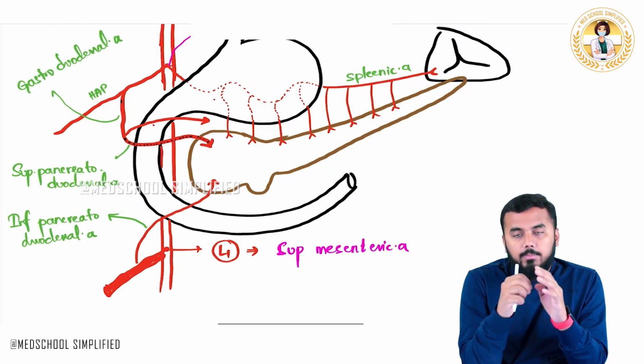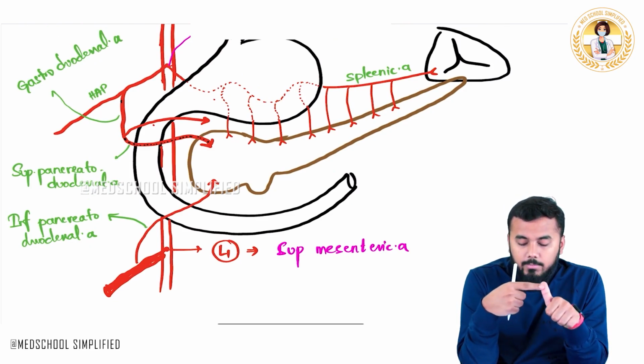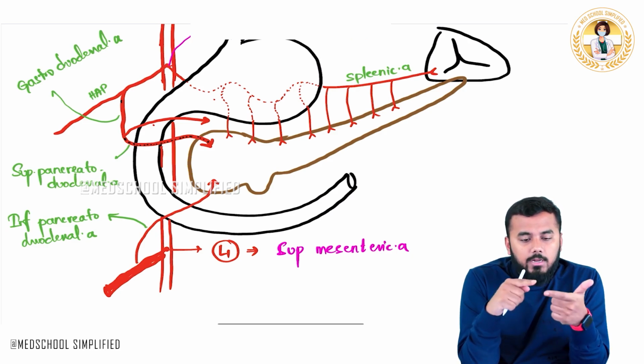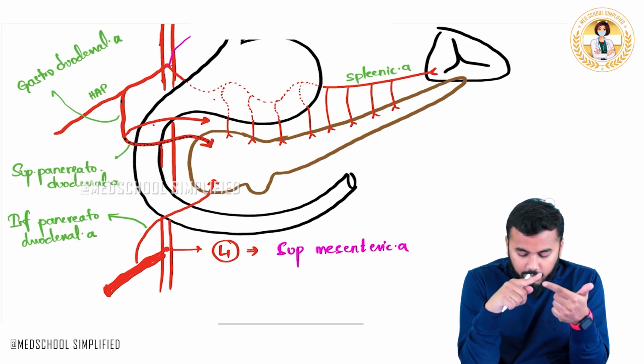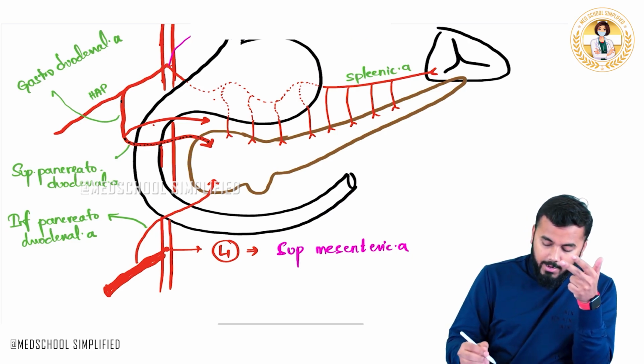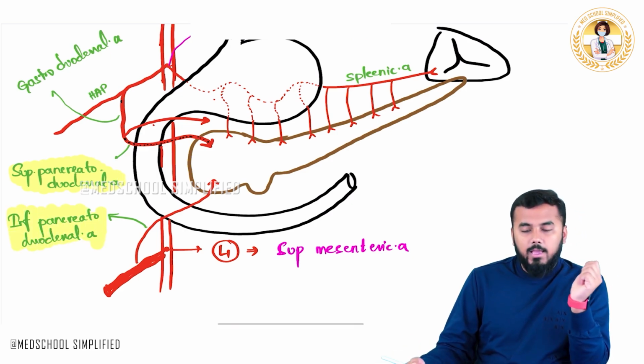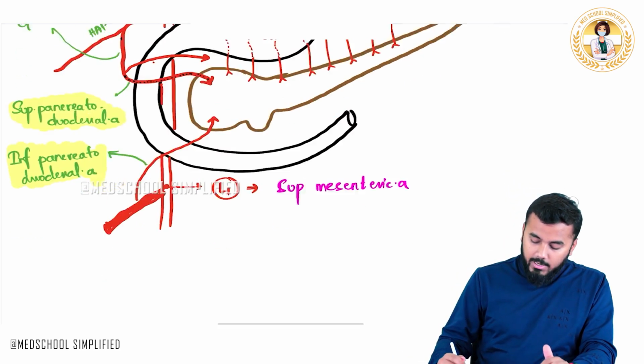So what are the arterial supply, guys? When it comes to the arterial supply, what are the branches? One is the branch from the splenic artery, we have got pancreatic branches, right? And the other one is the superior pancreato-duodenal artery, and the third one is the inferior pancreato-duodenal artery. So these are the main branches which we have. Okay, so let me write it down.